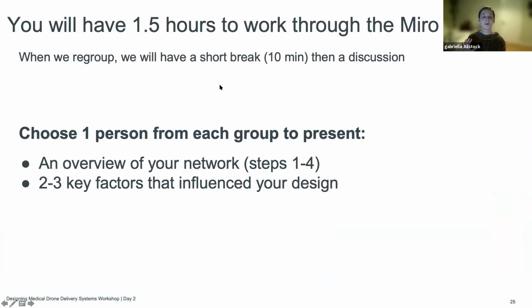Like I mentioned, we'll have 1.5 hours to walk through the Miro. Then we'll have a short break at the end of that, and we'll come back all together and do some discussion around some of the decisions that you made. So have one person from each of your groups selected to present, and you'll just do an overview of your network steps 1 through 4 and talk about 2 to 3 key factors that influenced how you designed your system. We'll remind you at the end about what these discussion questions are.